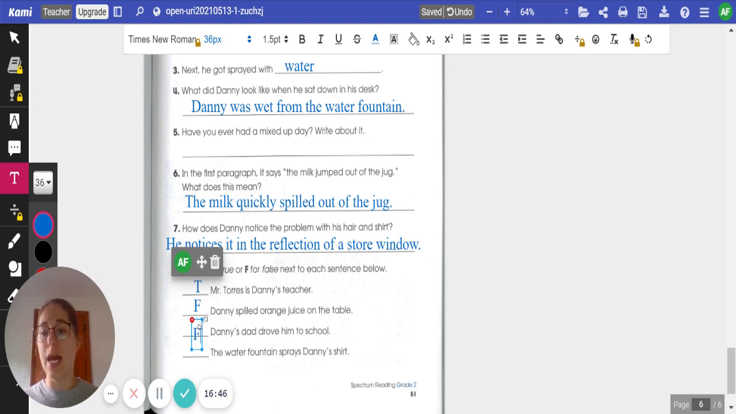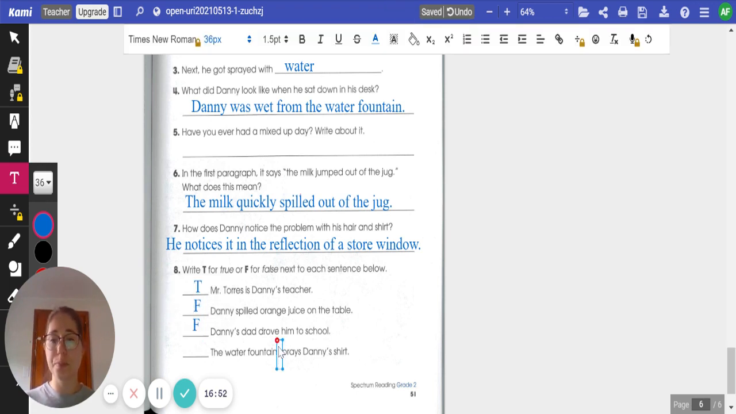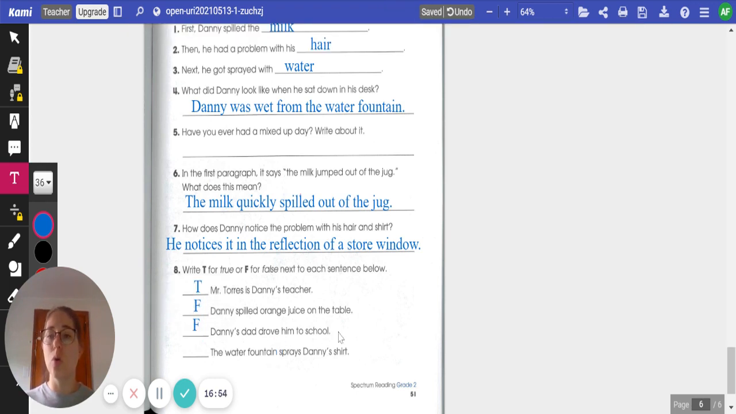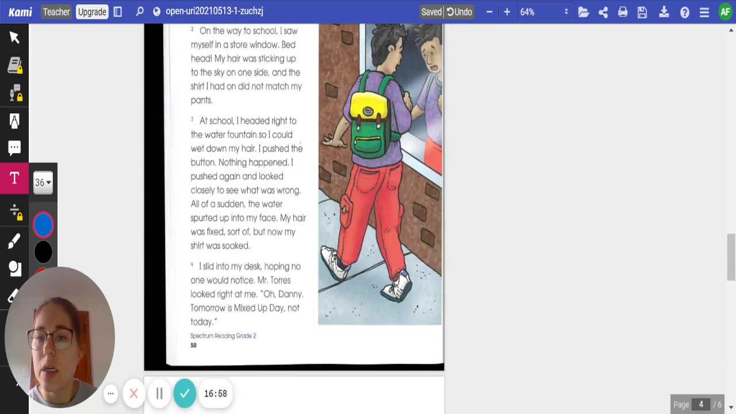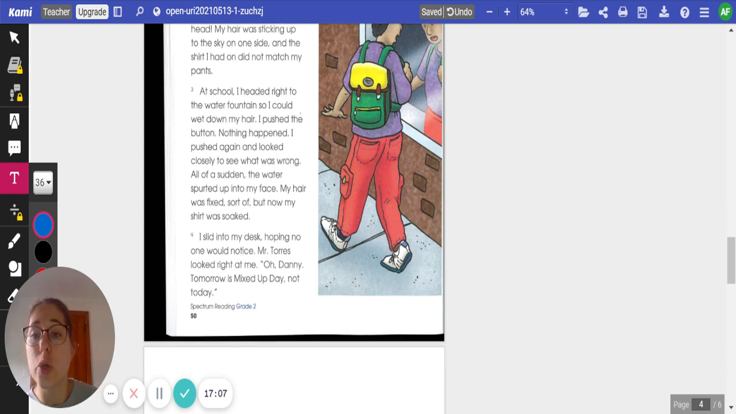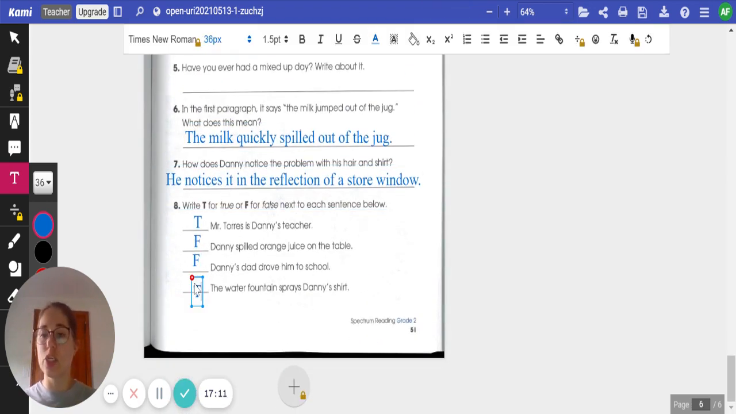And our last one, the water fountain sprays Danny's shirt. Is that true or false? Let's look back up at our story if we need to. Paragraph 3. It's talking about, yep, Danny's at the water fountain and he soaks his shirt with the water from it. So we know that is true.